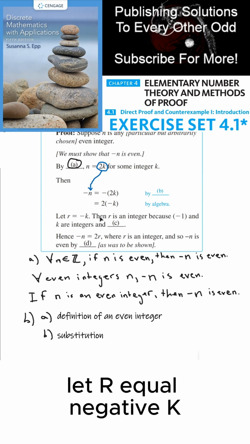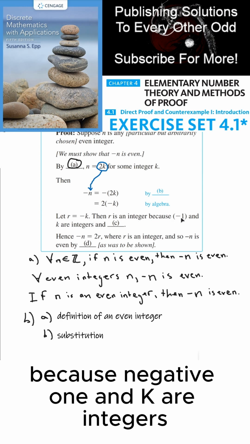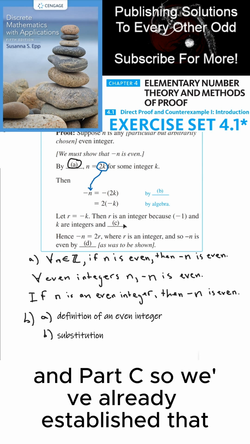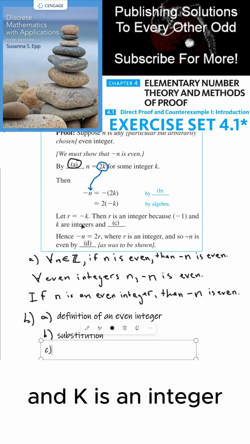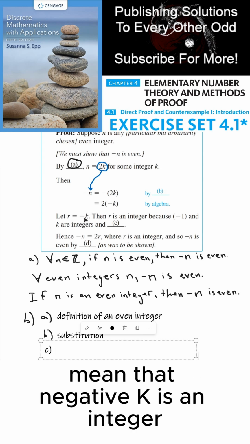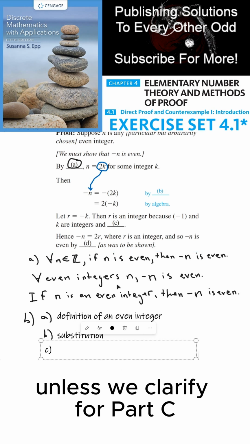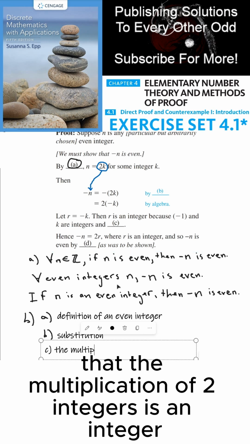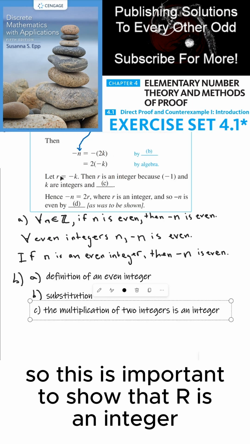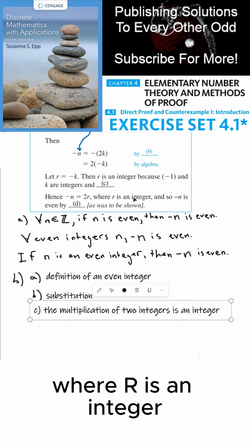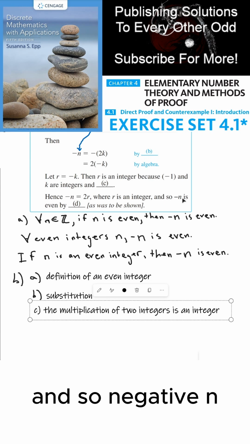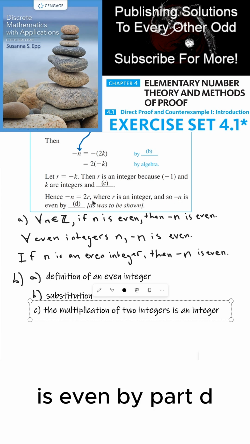Let r equal negative k, then r is an integer because negative 1 and k are integers. And part C. So we've already established that negative 1 is an integer and k is an integer, but that doesn't necessarily mean that negative k is an integer unless we clarify for part C that the multiplication of 2 integers is an integer. So this is important to show that r is an integer. Next we have hence negative n equals 2r, where r is an integer. And so negative n is even by part D.